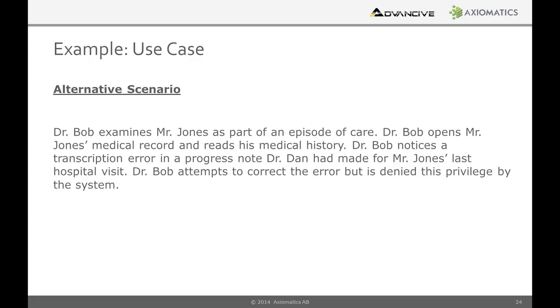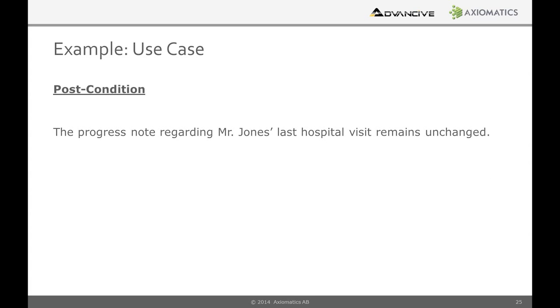Essentially, the requirement here is that only the physician who created the progress note can actually make changes to it. And in this case, the post-condition would be that the progress note from Dr. Dan would remain unchanged because Dr. Bob was denied that privilege.